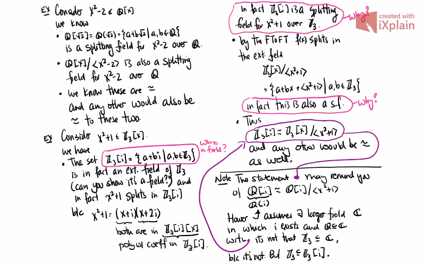But if this final statement is a bit confusing, that's okay. The big picture of all of this is that splitting fields exist, and they are unique up to isomorphism. And that is the end of the chapter.